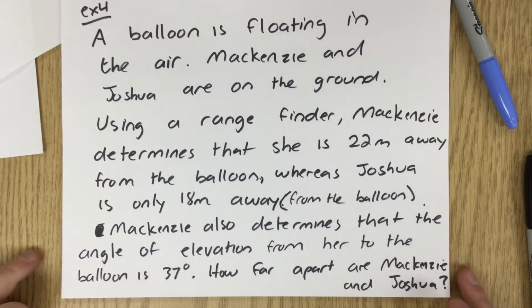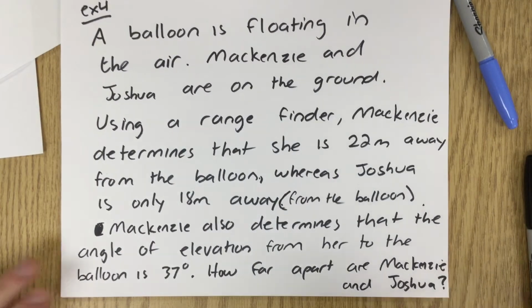Okay, let's have a word problem. This one's a bit long. I apologize. You might want to pause and write it out. So a balloon is floating in the air, and Mackenzie and Joshua are on the ground. Not much, it's not very clear.